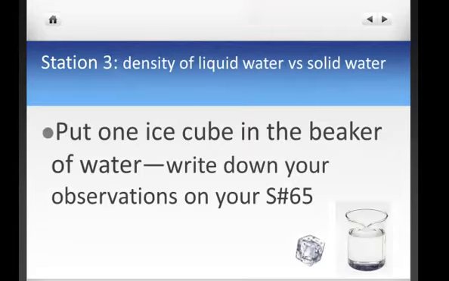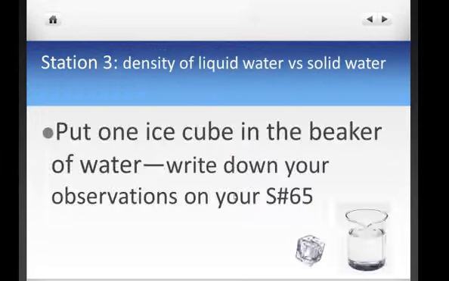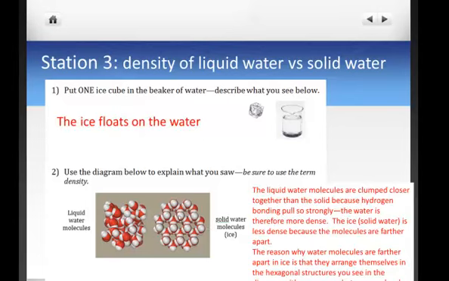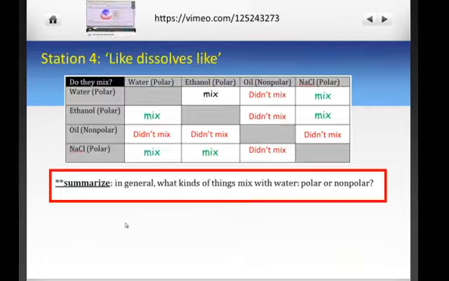Let's see. And we talked about sponges. How did the sponge work? Well, the sponge must have material that has the partial positive and negative charges, and the water is attracted to that. Ice cube floats because the molecules in the solid are farther apart than the liquid, so the liquid's more dense. That's why ice floats.